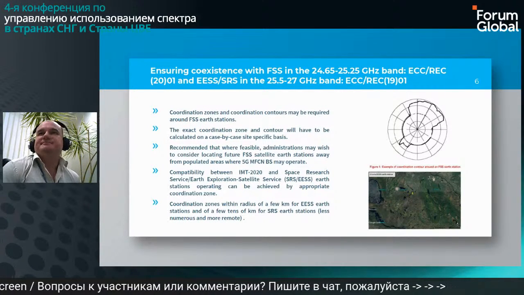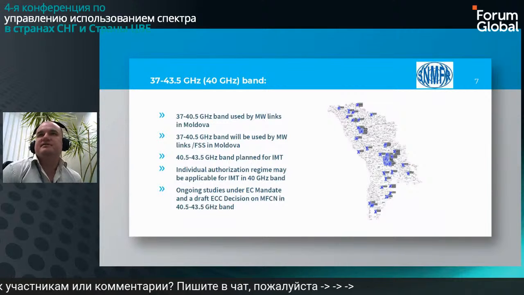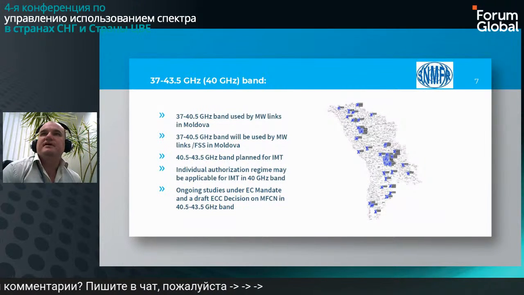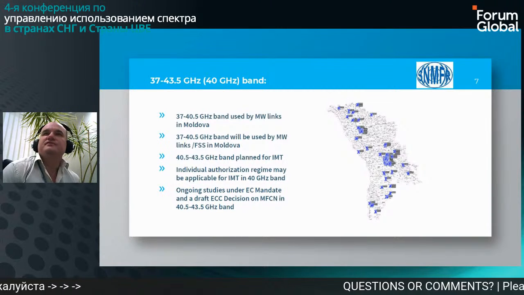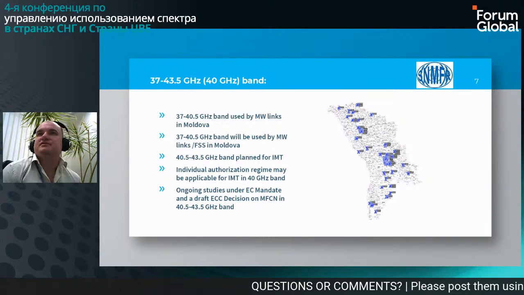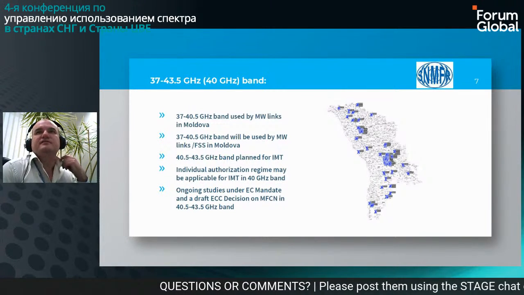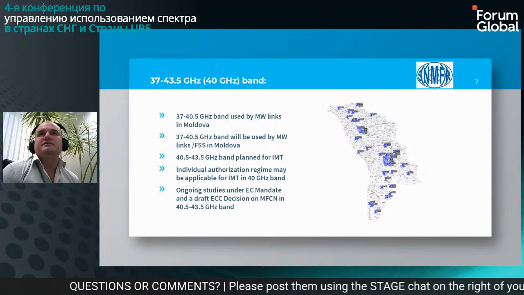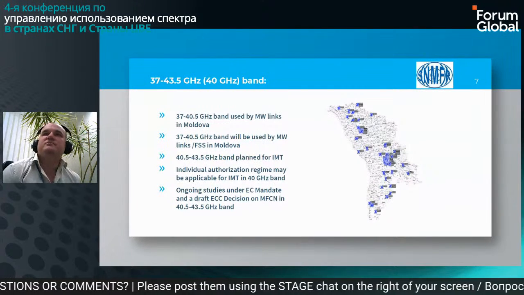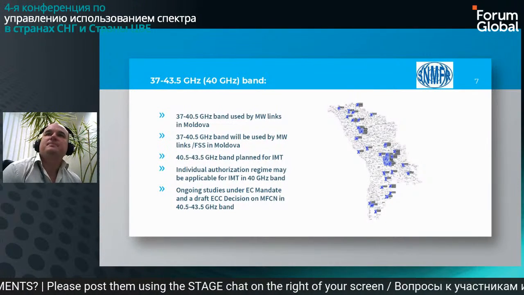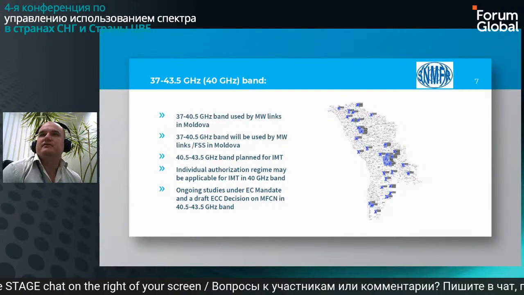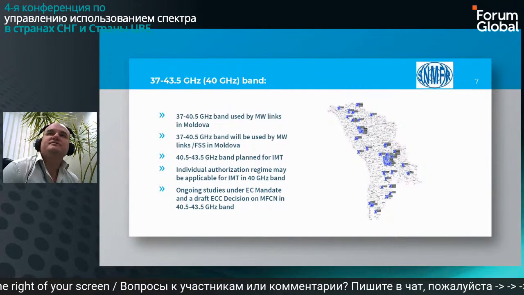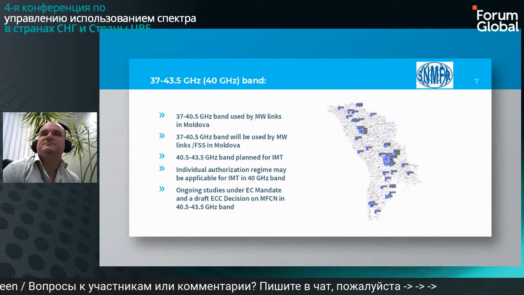Next slide, please. So the next band is the 40 gigahertz band. In our region in Europe, both in CIS and in Central and Western Europe, the lower band is quite extensively used by microwave links and some other incumbent services. In our country as well, we have several hundreds of microwave links in the lower part of this band.